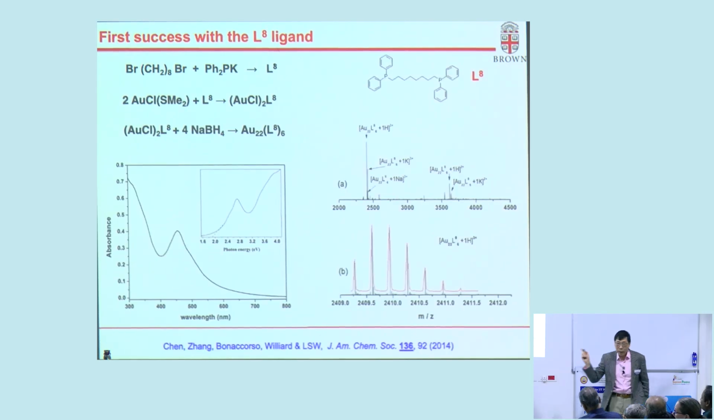Now, one of these ligands worked, and that is this ligand with 8 spacer, 8 CH2 groups, and we were able to capture a gold cluster, but this time with 22 atoms. So this is a mass spec of this cluster after we did some separation.